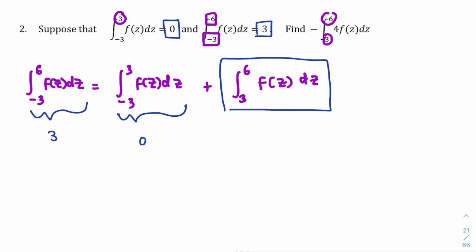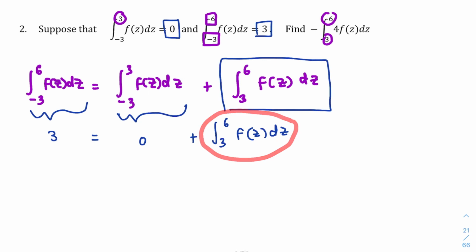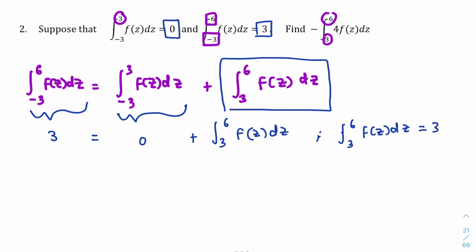So you can write in algebra terms: 3 equals 0 plus the integral from 3 to 6 of f(z) dz. So this is just algebra. If you want to know this term, you just play around. Basically this is equivalent to the integral from 3 to 6 of f(z) dz. If you bring your 0 to the other side, you still get 3. But again, the question is asking for 4f(z).